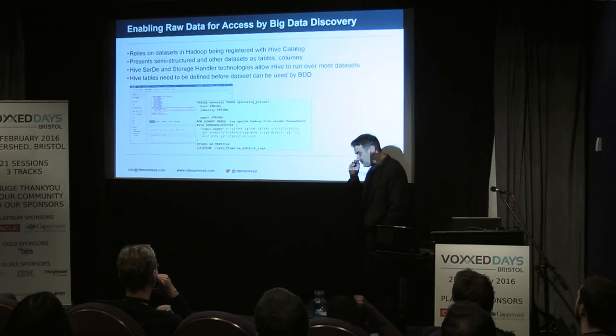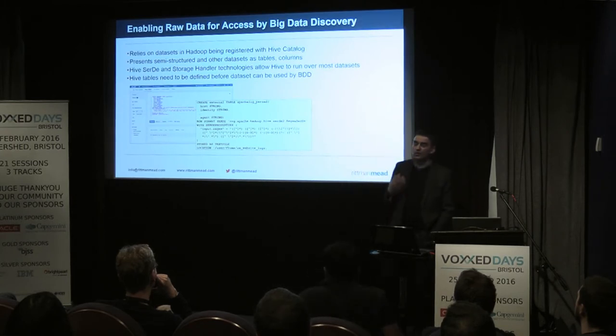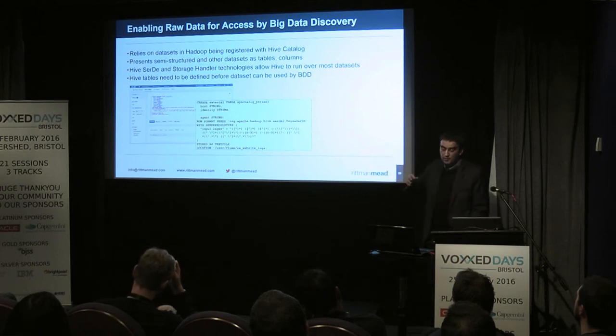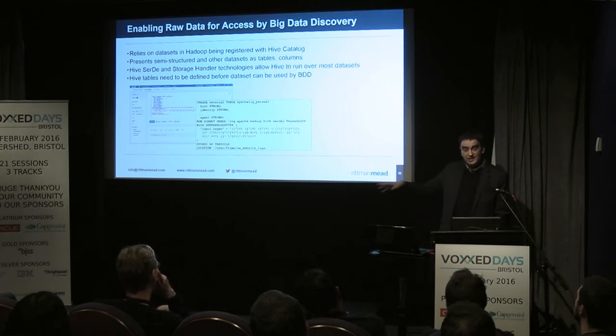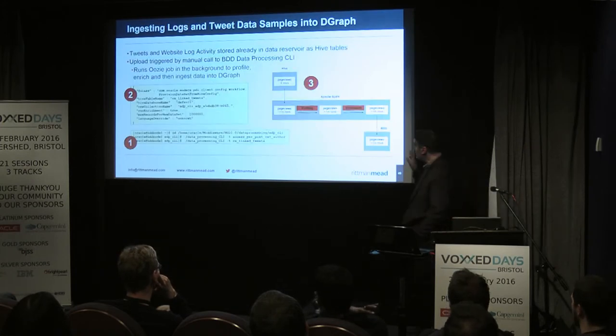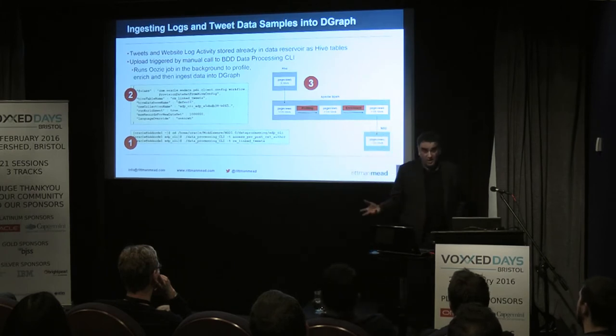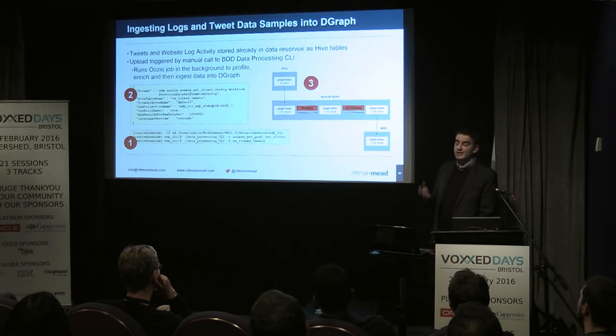If any of you use things like Solr or any of these analysis tools that go on top of Hadoop, typically they have an index engine that you load stuff into to work with. Big Data Discovery works in a similar way. You put a Hive table structure over what you're working with in the data reservoir. Then an ingest process samples the data in those Hive structures and loads it into an index within Big Data Discovery.